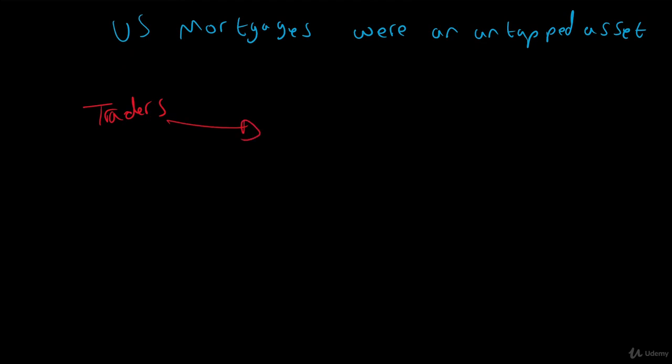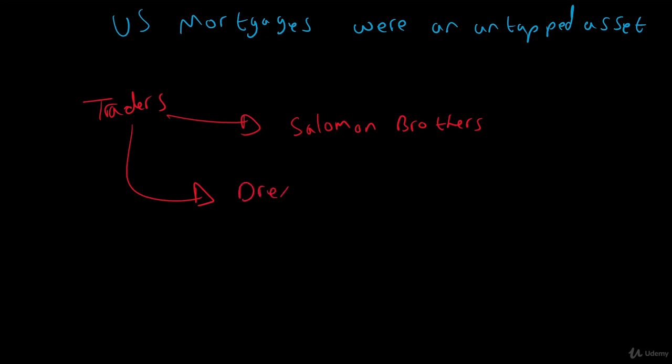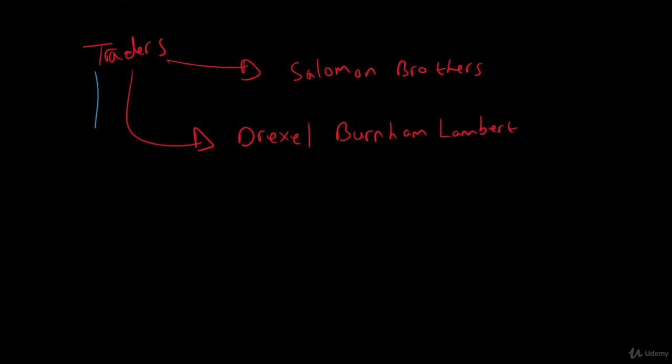Traders at Salomon Brothers and Drexel Burnham Lambert basically were looking to expand the bond market, because obviously if they can expand it, they can generate more money, which is in their eyes very, very good.